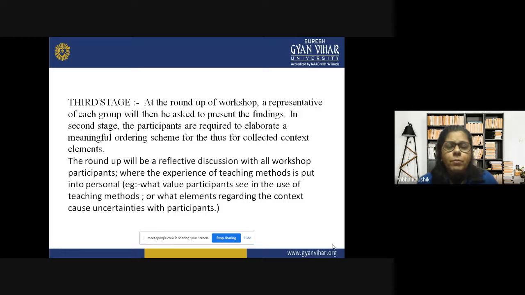The roundup will be a reflective discussion with all workshop participants, meaning the discussion will be held among all the participants, where the experience of teaching methods is put into personal terms. Now you will share your personal experience. For example, what value participants see in the use of teaching methods, or what elements regarding the context cause uncertainties for participants.